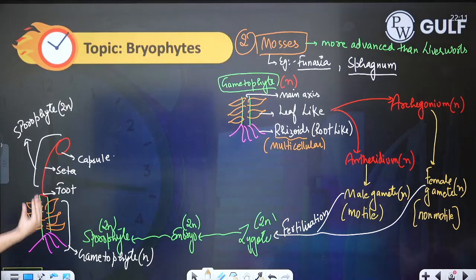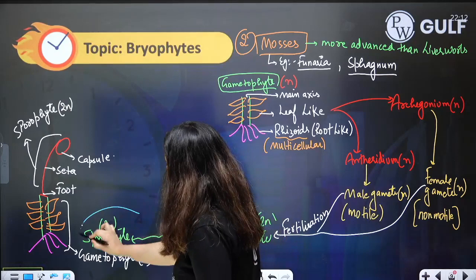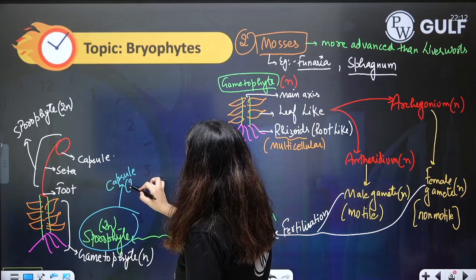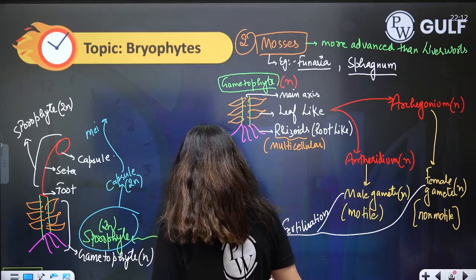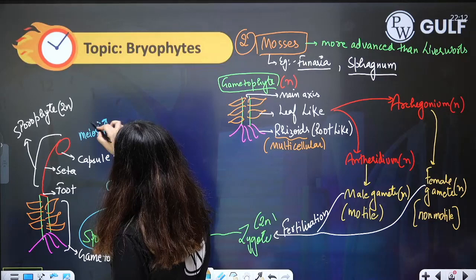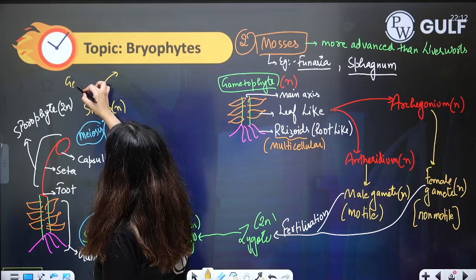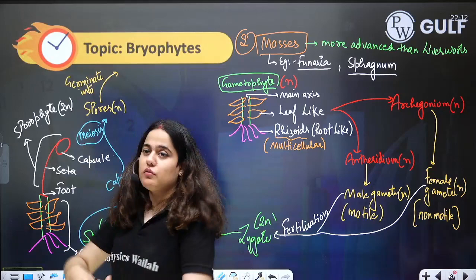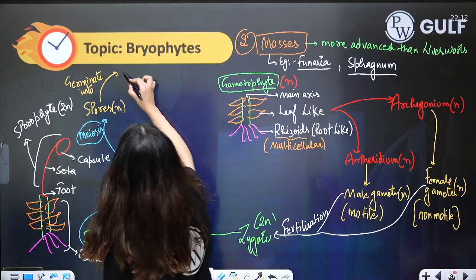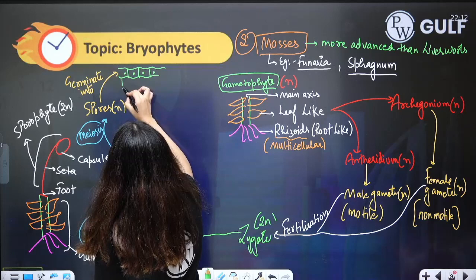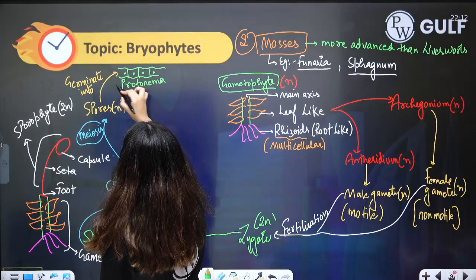Now, beta, as you know, this sporophyte has a capsule. Everything is diploid in the sporophyte. The capsule will undergo meiosis, a type of cell division, and after meiosis it will form spores. The capsule will open and release the spores, and the spores will form a filamentous structure. This is the difference between mosses and liverworts, known as protonema. This is the primary protonema.